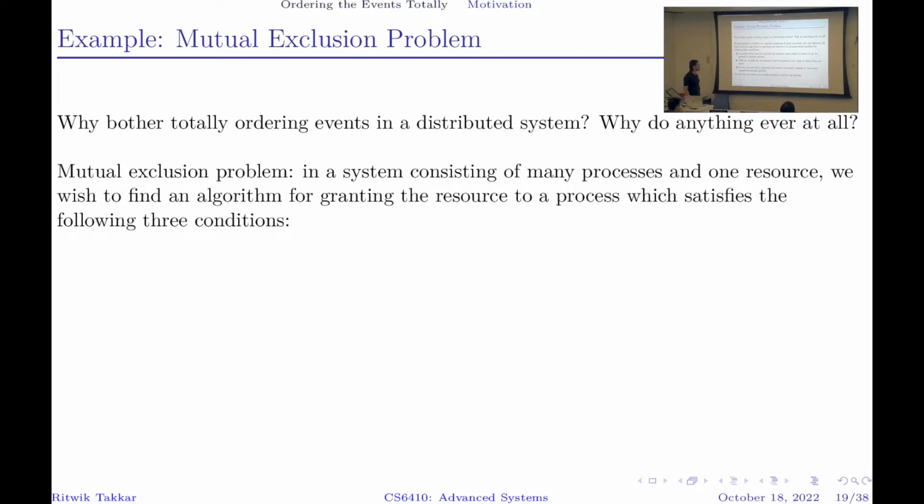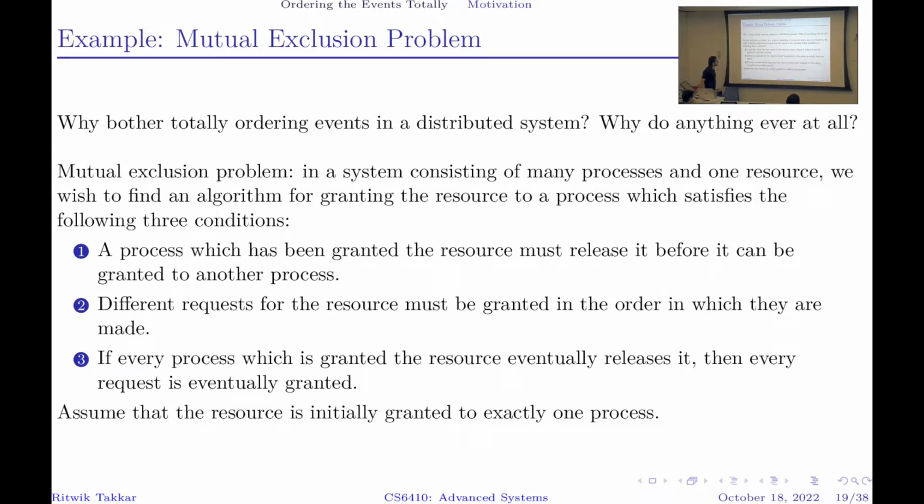This is a classic mutex problem, mutual exclusion. You've got these three conditions. A process which has been granted a resource must release it before it can be granted to another process. We have only one such special resource in our system, and we've got a bunch of processes contending for the possession of this resource to compute whatever they need to compute.